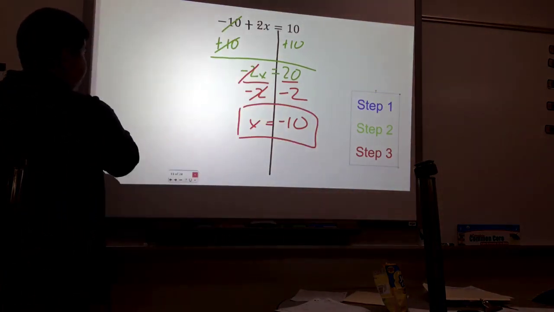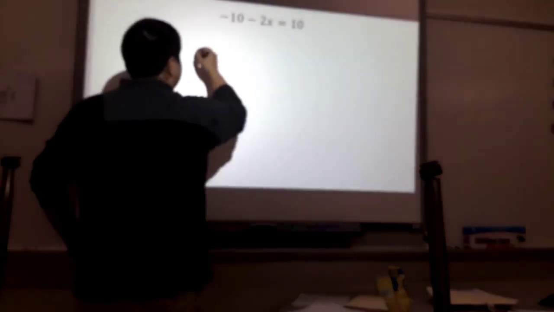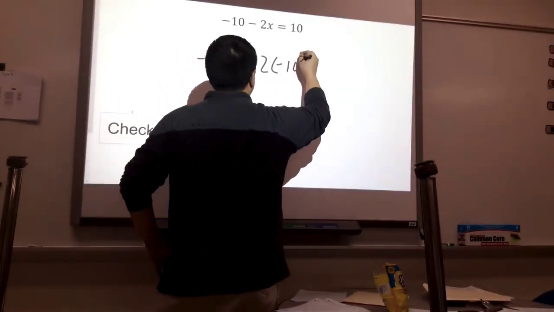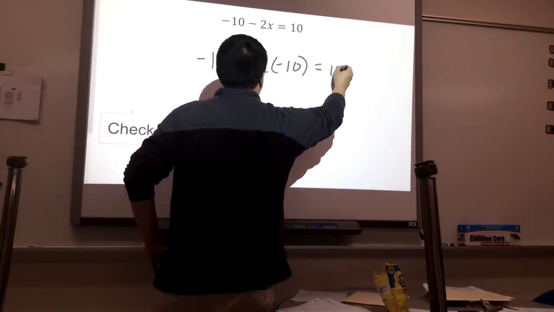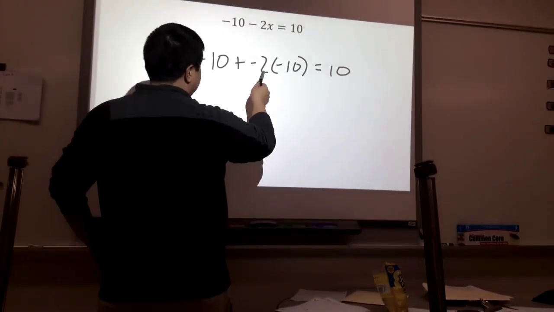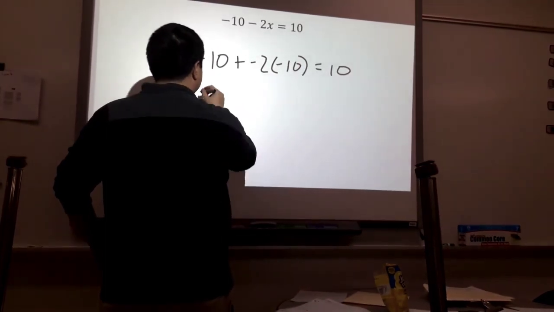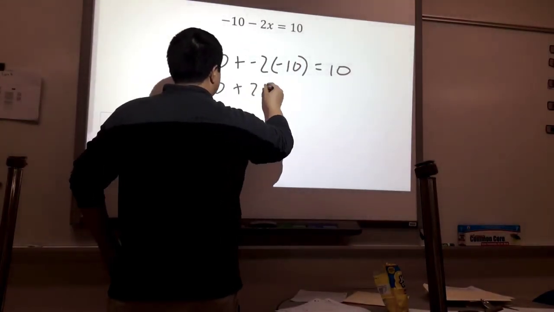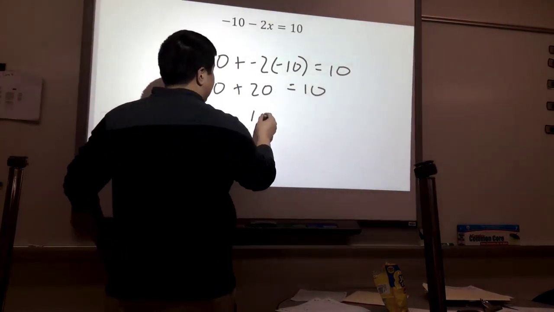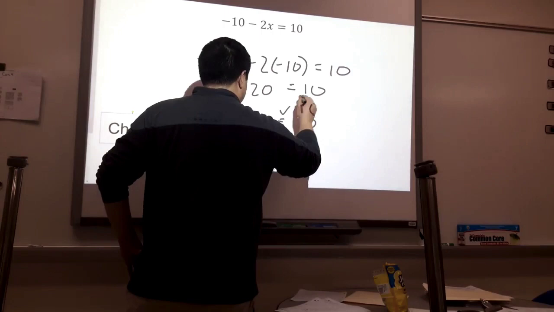Let's check it. Negative 10 plus negative 2 times negative 10 should hopefully equal 10. We're going to do the order of operations. Negative 2 times negative 10 is positive 20, so negative 10 plus 20 should equal 10. Combine those two, we get 10 equals 10, and we did it correctly.